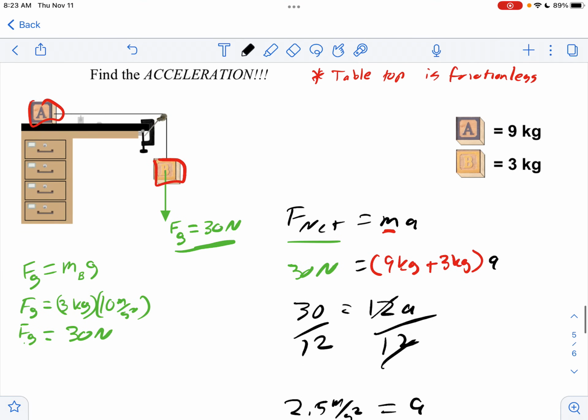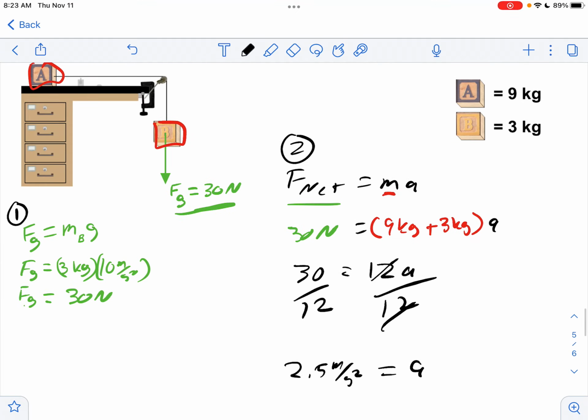Again, just to recap, the first thing I needed to do was recognize that block B's weight is pulling them both. So I calculated block B's weight. Once I did that, I applied Newton's second law and said that 30 newtons of pull is responsible for pulling both. That's my net force. The key is to recognize that it's pulling both masses, the 9 and the 3 kilograms, or whatever your two masses are together, and from there it's just algebra. There's our answer.